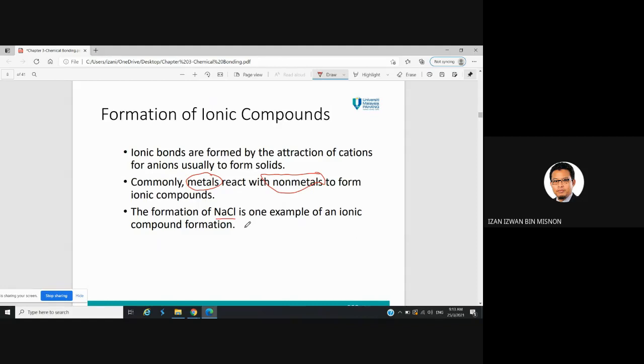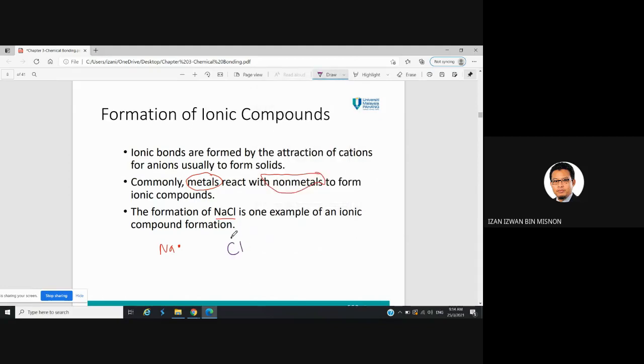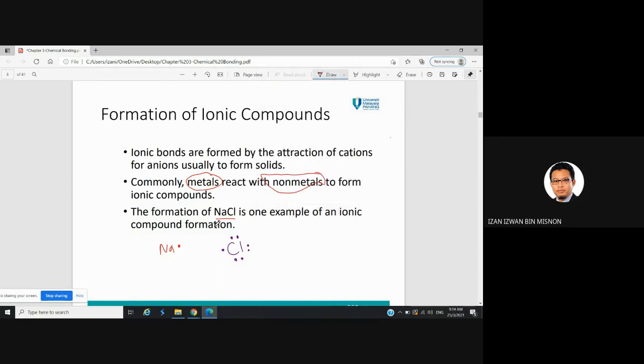Okay, so let's take sodium chloride as an example. If we have the Lewis structure, Na will be drawn like this, Na with 1 electron on the valence shell. And let's take chlorine, chlorine with 7 electrons on the valence shell. As we described just now, there needs to be donating and accepting in ionic compound formation.